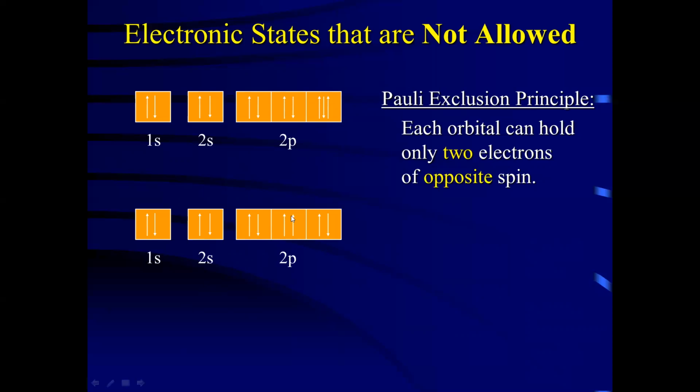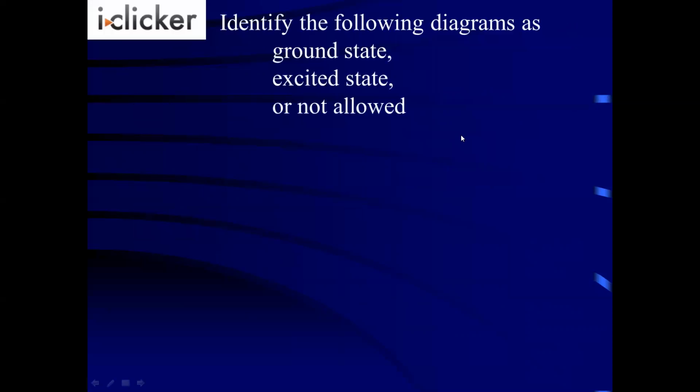Similarly, this is also not allowed according to the Pauli exclusion principle. If one orbital holds 2 electrons, those 2 electrons must have opposite or different spin quantum numbers. In other words, if one goes up, another one must go down, it cannot be identical. This is why I call it exclusion. They must be different.